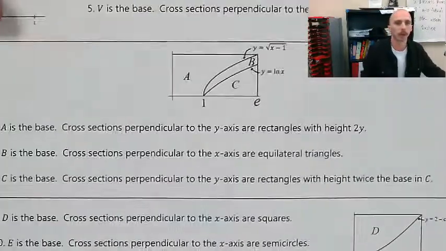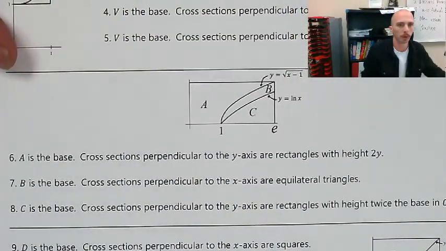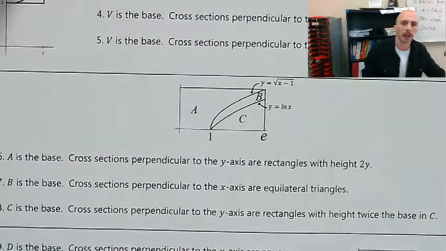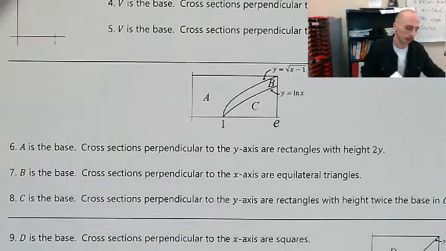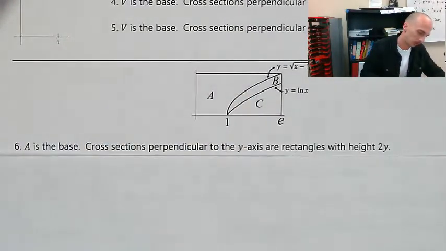Okay. Number 6, we're moving on to this whole scenario here. y equals the square root of x minus 1, y equals log x equals e, y equals the square root of e minus 1 is going to be the equation of that horizontal line up there, and the coordinate axes. Okay, so now we're going to switch over here and say A is the base, cross-section is perpendicular to the y-axis, a rectangle with height 2y.